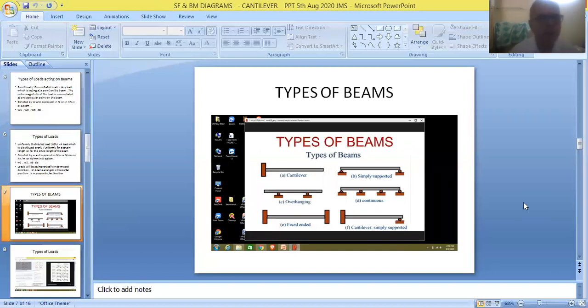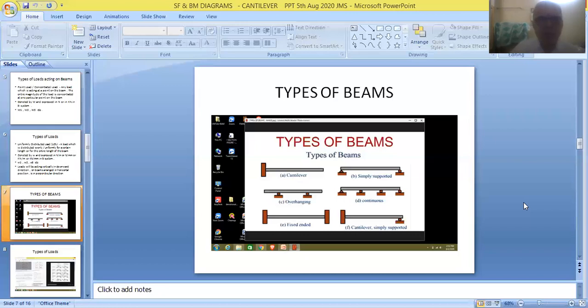So friends, we talked about the various types of beams, and this is a wonderful figure which indicates the arrangement of various types of beams. The first one is the arrangement of a cantilever. This beam is fixed at one end and free at the other end. It is called a cantilever.